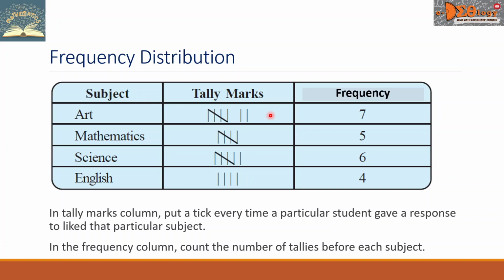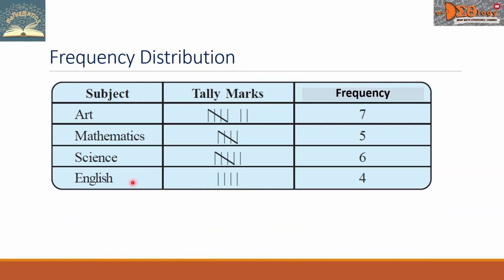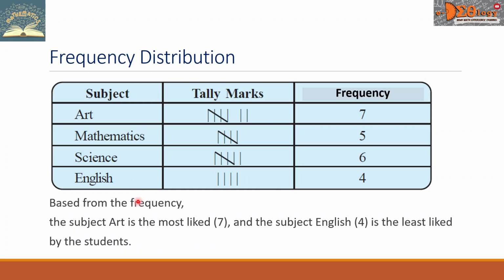That corresponds to 7 students who liked art subject. 5 students liked mathematics. 6 students liked science. And 4 students liked English. To answer the question, we based our answers from the frequency, and we conclude that the subject art is the most liked with 7 frequencies, and the subject English has 4 frequencies, is the least liked by the students.